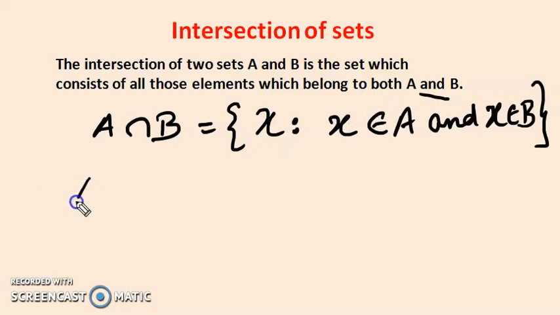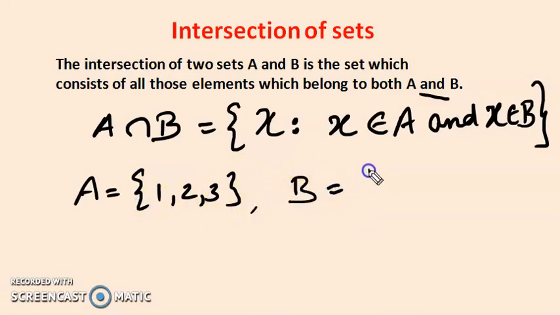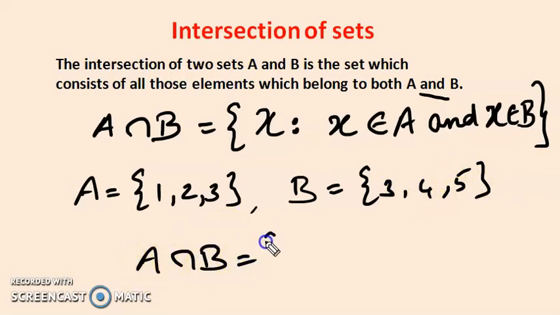Considering an example, suppose set A is equal to {1, 2, 3} and set B is equal to {3, 4, 5}. What is A intersection B? A intersection B means the elements present in both set A and set B. Here 3 is in both A and B. Therefore A intersection B is the elements with common or shared elements from both sets A and B. So through examples we are defining the intersection of two sets.